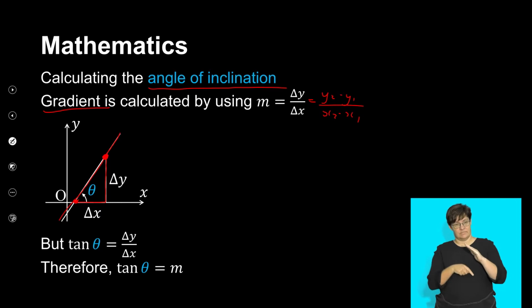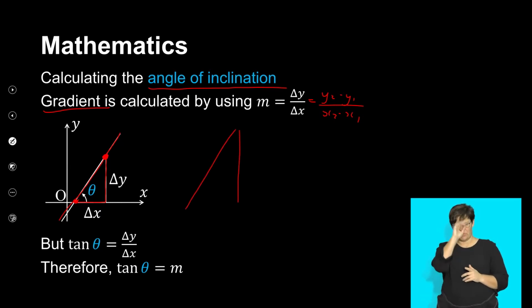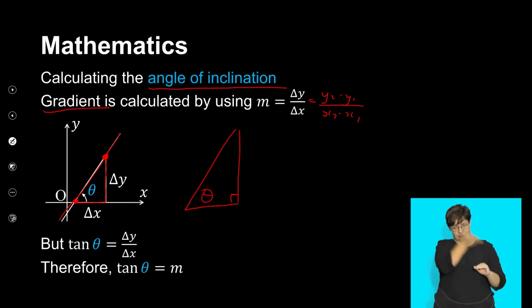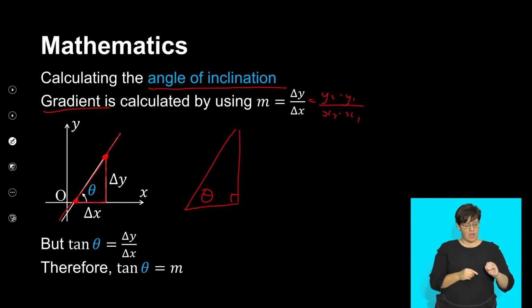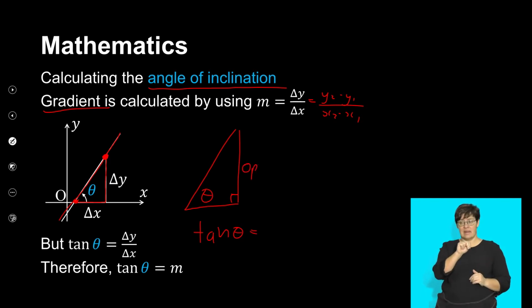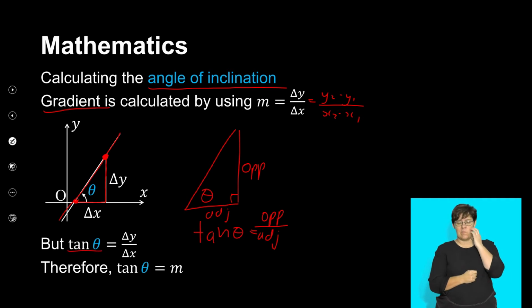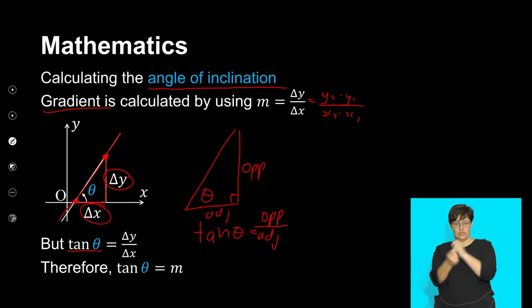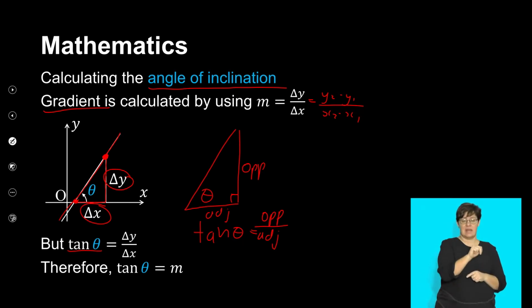Now, I don't know if you guys can remember this, but if I draw a right-angled triangle, and I draw in that angle, what do I know about that angle? Tan of that angle is always going to be the opposite side divided by the adjacent side. And so tan of this blue angle is going to be the change in y over the change in x. So the gradient was the change in y over the change in x, and tan is equal to the change in y and change in x, and that's our formula.